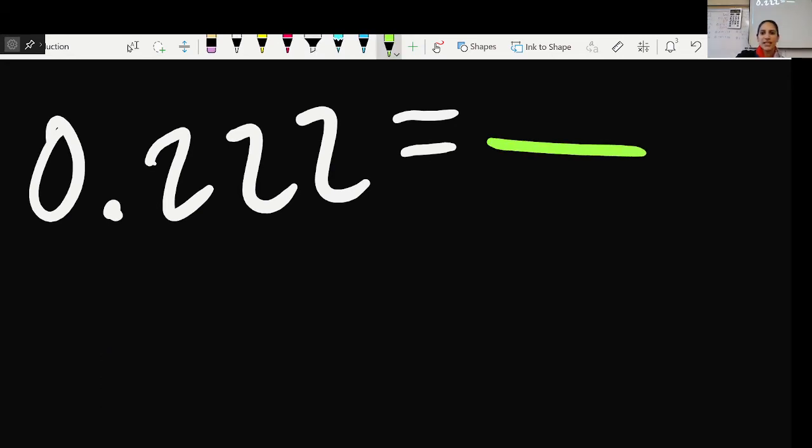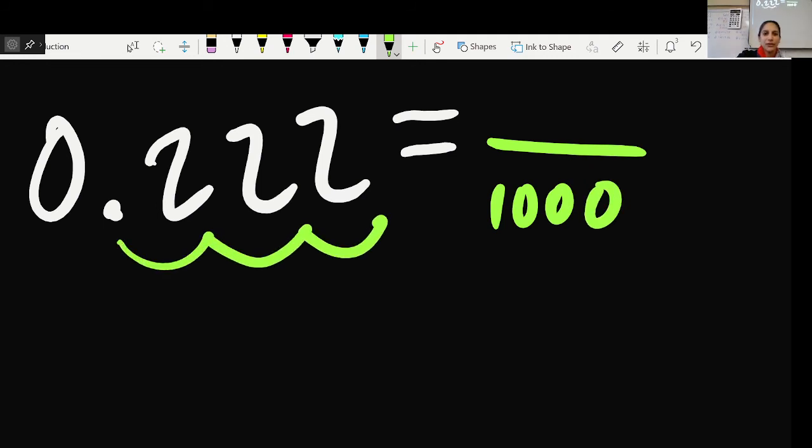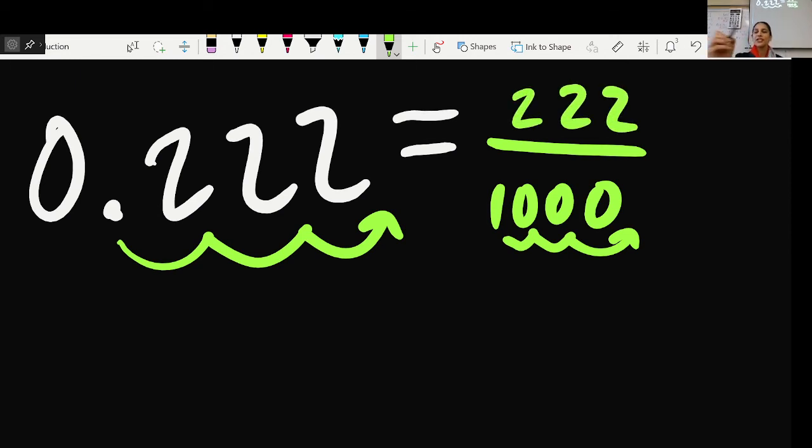1,000. Does that make sense to everybody? 1,000, because I moved it over 1, 2, 3 decimal places, so that's how I know I have 1, 2, 3 zeros. Do you see that thought process? And then what goes at the top? 222. I chose that because of the date.